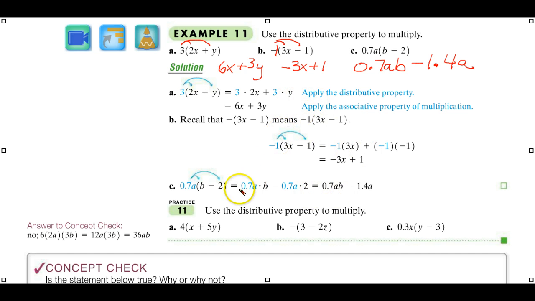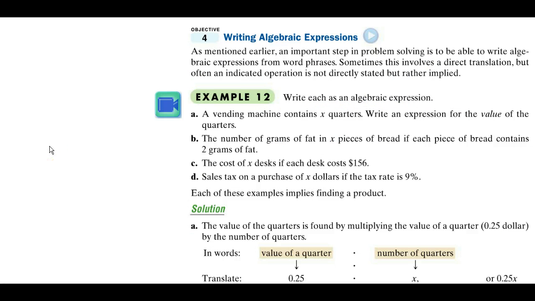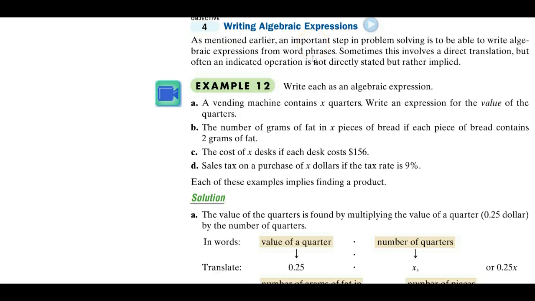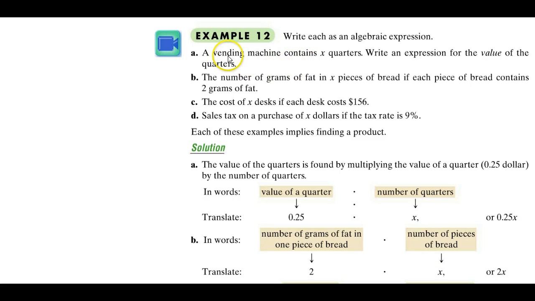And again, looking at your text, they show in the solution area all of this in detail. Now, we worked on this earlier as well, writing algebraic expressions, looking for keywords that will translate into symbols and things. So let's work on some of this. A vending machine contains X number of quarters. Write an expression for the value of the quarters. Well, we know X is the number of quarters. And what's each quarter worth? Well, 0.25 dollars. So this is how you would write letter A.